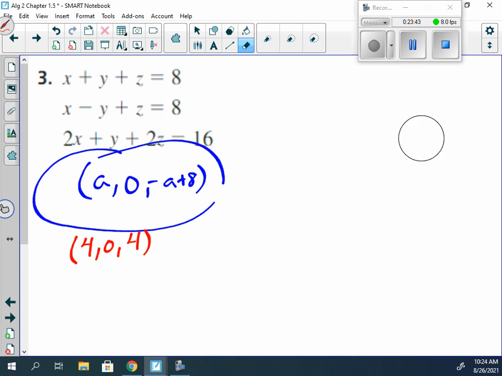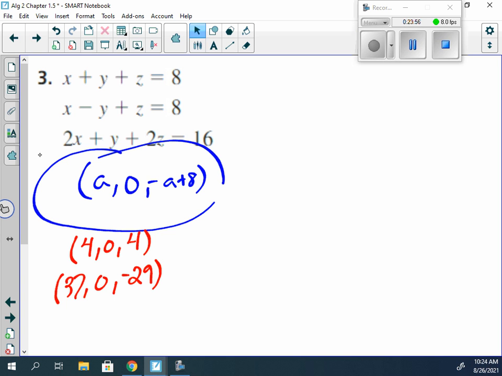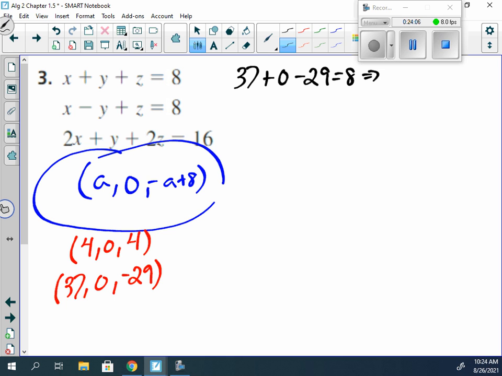Reed, give me one. 37. 37, 0. And then this would be negative 37 plus 8 would be negative 29. So here we'll have 37 plus 0 minus 29 equals 8. Well, 37 minus 29 is 8. 37 minus 0 minus 29 equals 8. Well, just like the top one.